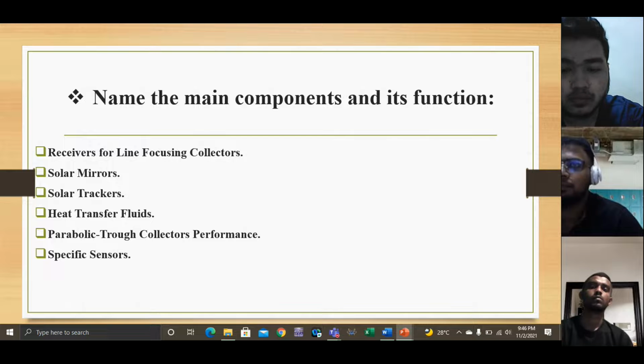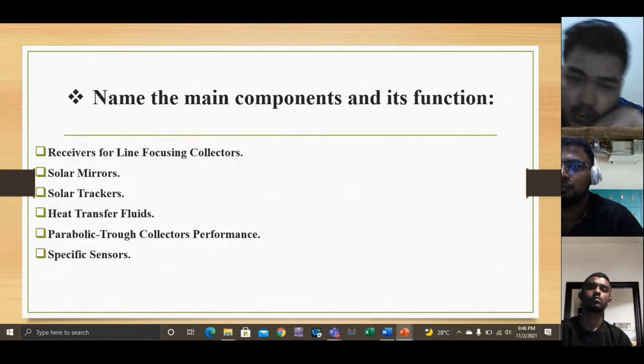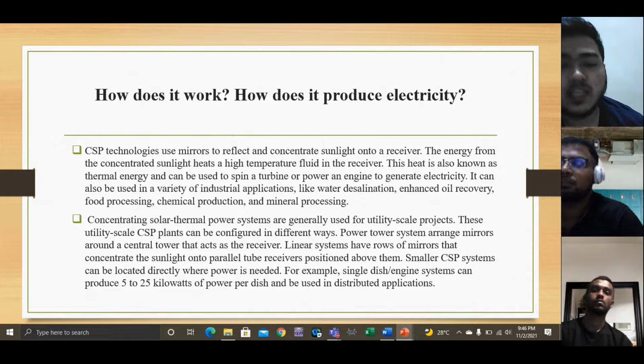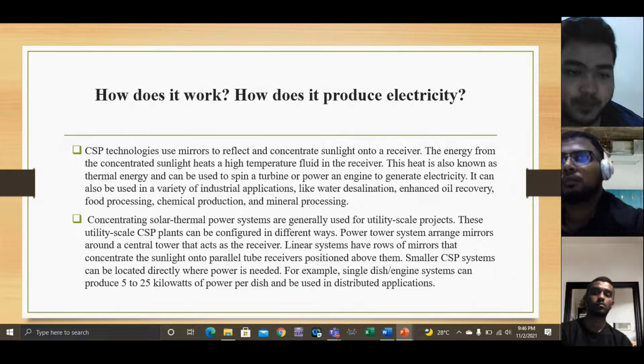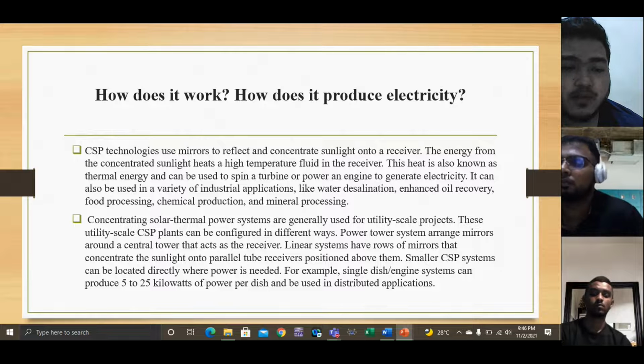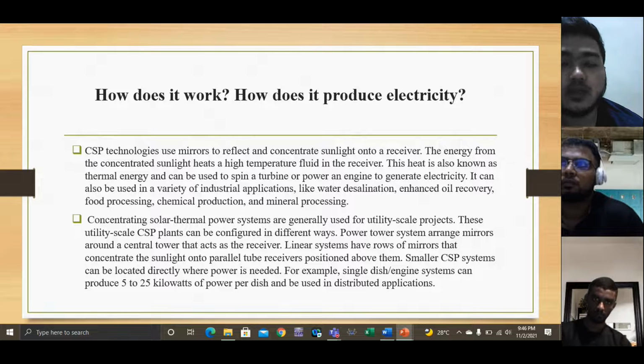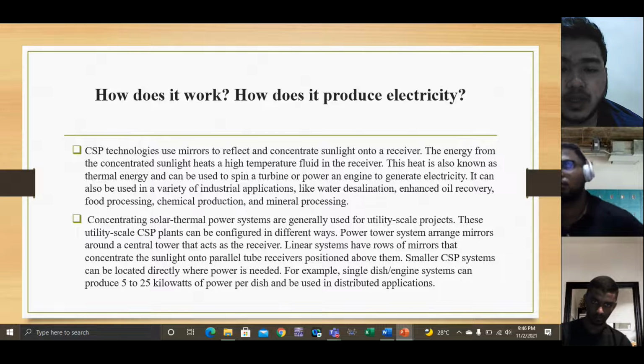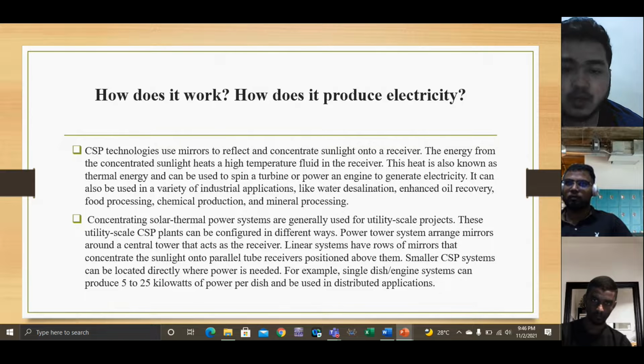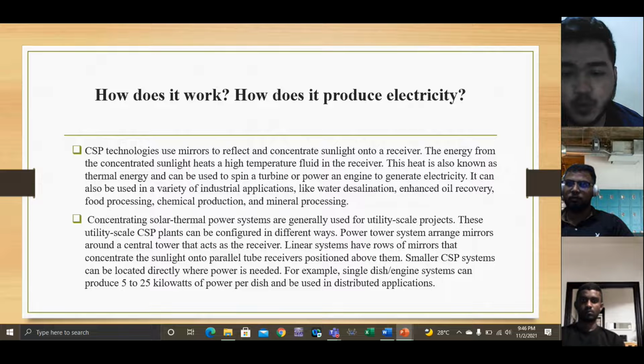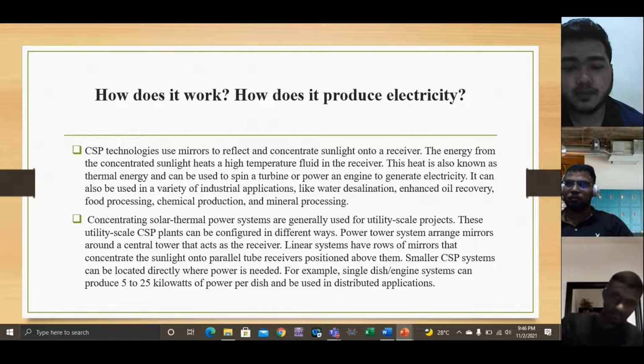So next question is: how does it work and how does it produce electricity? CSP technology uses mirrors to reflect and concentrate sunlight onto a receiver. The energy from the concentrated sunlight heats a high temperature fluid in the receiver. Concentrating solar thermal power systems are generally used for utility scale projects. These utility scale CSP plants can be configured in different ways. Power tower systems arrange mirrors around a central tower that acts as the receiver.